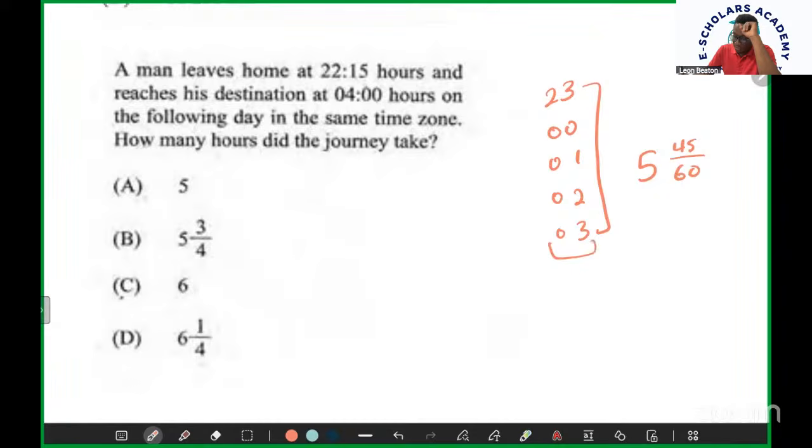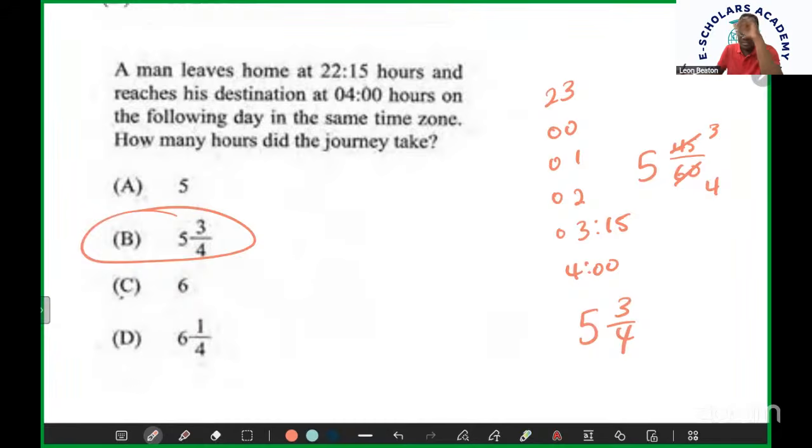So you reach 3 o'clock. Remember, you reach 3 o'clock is actually 3:15. And then to reach 400 hours, you gotta travel another 5 minutes. So that is how you end up with 5 hours and 5 over 60, because it's 60 minutes in 1 hour. So this will be, 15 can go into 5 3 times, 50 can go into 60 4 times. So this is 5 3/4, which is B. All right, B there. You gotta be careful with this one.